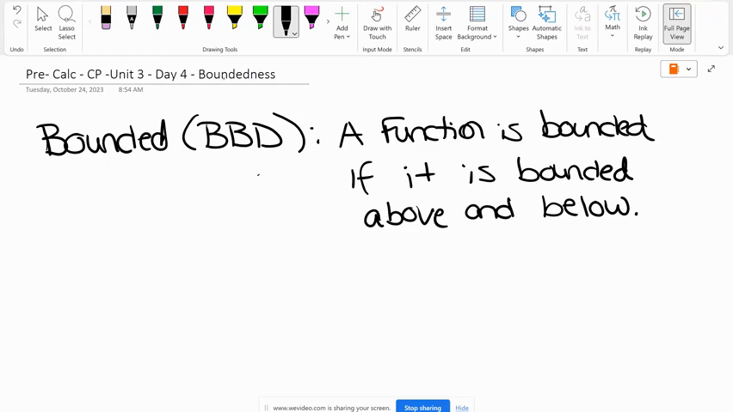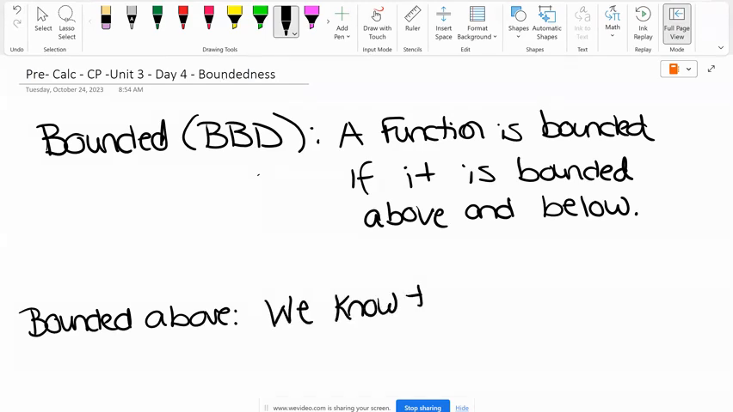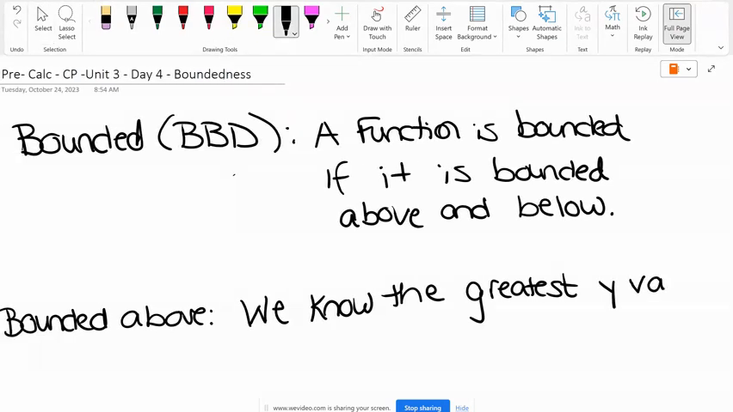All right, let's talk about bounded above. It's considered bounded above when we know the greatest y value and it is not infinity.